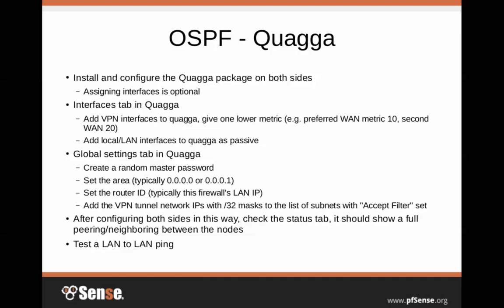And then once you've got that done on both the client side and the server side, you can go to the status tab. It should show you a full peering neighboring between them. You should see some routes. If you scroll down in those zebra routes in the status, you should see some routes tagged with an uppercase O to show that they came across OSPF. And if you do, you should be able to ping LAN to LAN and then do whatever test you need to do, yank a WAN or go through there.